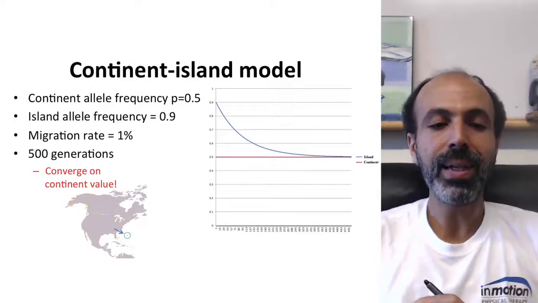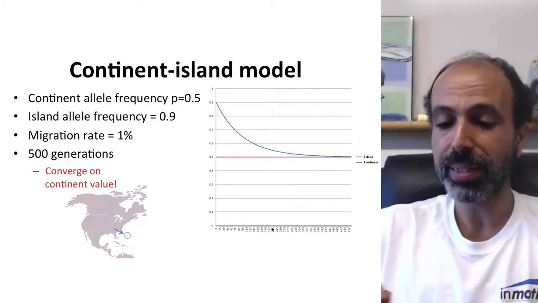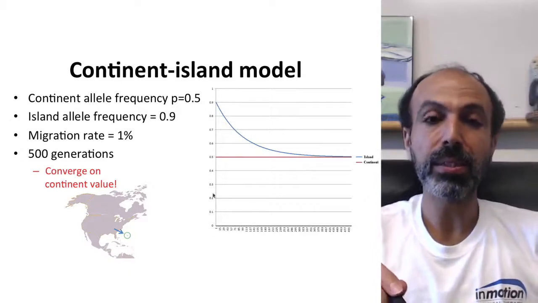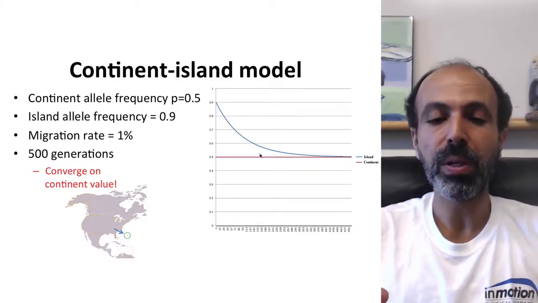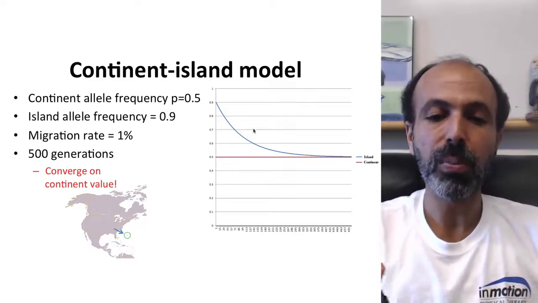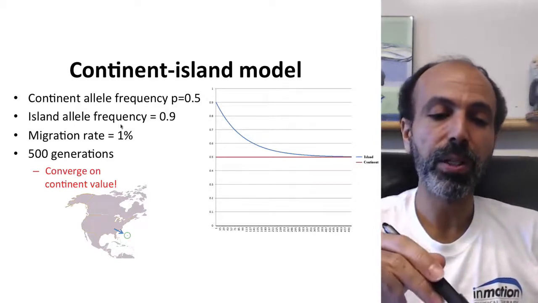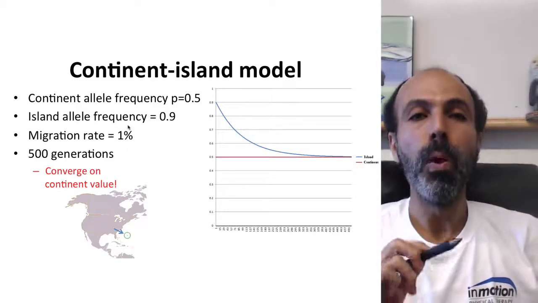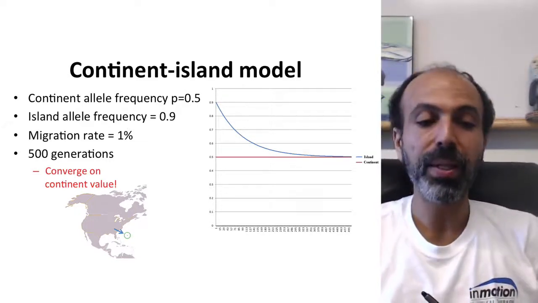The outcomes of these are slightly different from each other. In terms of the continent island model, the x-axis in this graph is generations and the y-axis is allele frequencies. The red depicts the allele frequency in the continent, which we'll say is 0.5. The blue depicts the allele frequency on the island, which we'll say is 0.9 for big A. What we see happening, and this is with a very low migration rate, meaning 1% of the individuals on the island are recent arrivals from the continent.